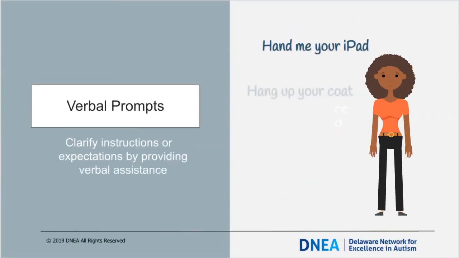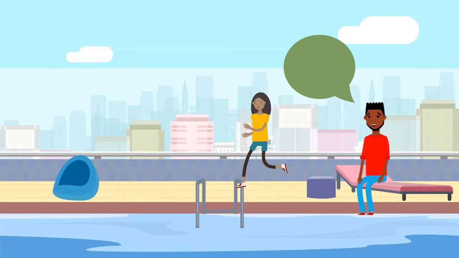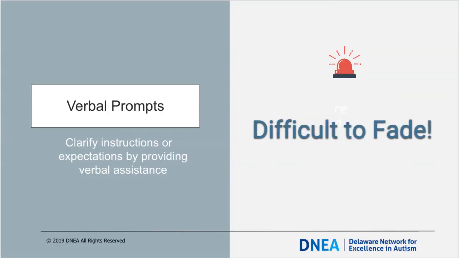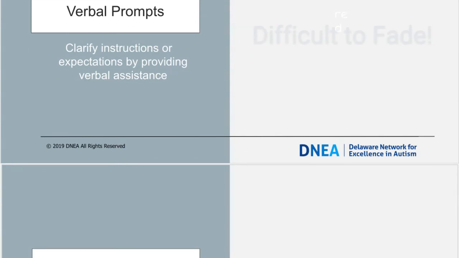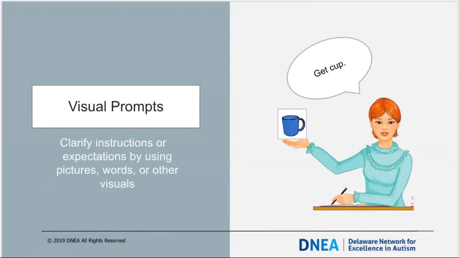Verbal prompts provide information or clarify instructions by providing verbal assistance. Verbal prompts may include giving a verbal cue, such as the beginning sound of the answer, or giving verbal directions to a person. It is important to note that verbal prompts can be very difficult to fade. A visual prompt is a picture or cue that the learner sees which provides additional information about the target behavior. Visual prompts can include an object, photograph, drawing, or written words.